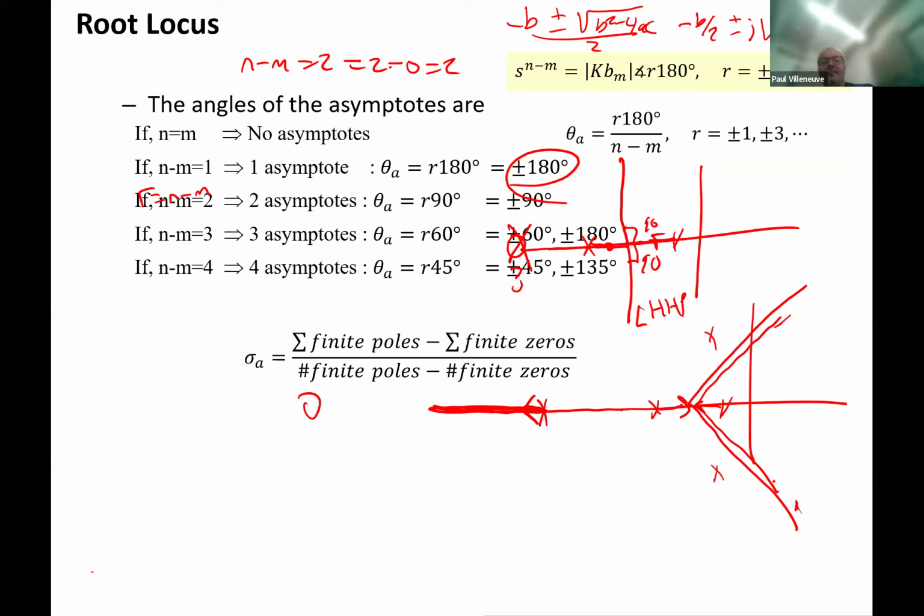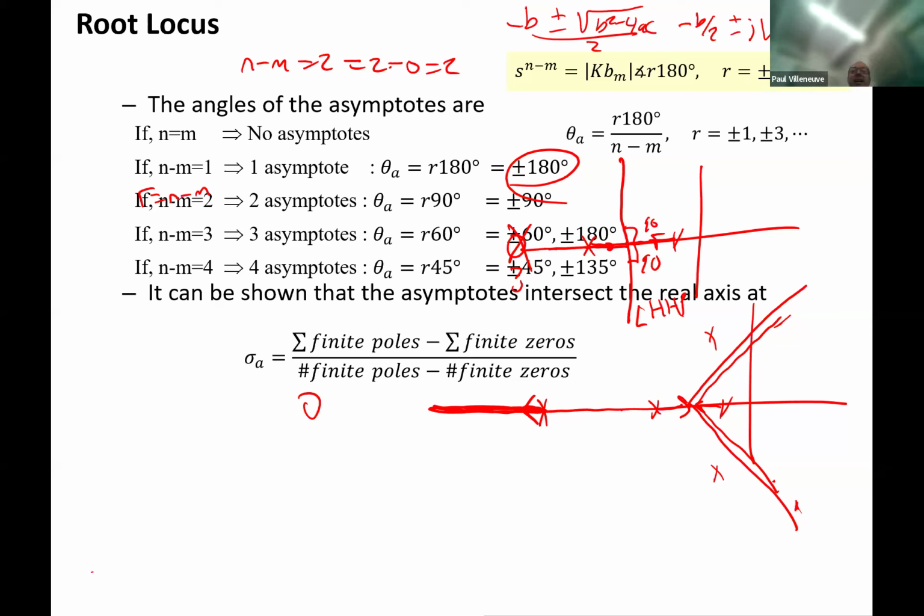All right. If you have 4, then you're going to have plus or minus 45 degrees and plus or minus 135 degrees. Okay. So you'll have 2 that cross the j omega axis and 2 that go in the opposite direction.